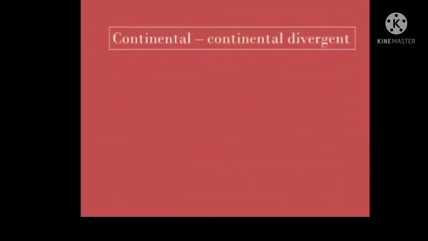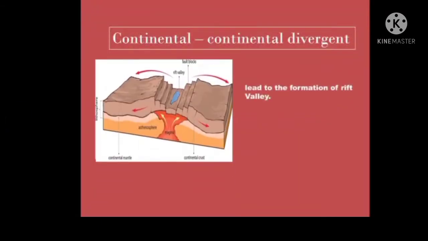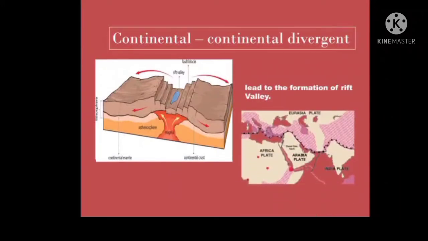And second, we have the continental divergence. This leads to the formation of a rift valley, which will later on become a new ocean basin. An example of this is the African Rift Valley and Red Sea, which was formed by the divergence of the African plate and Arabian plate.